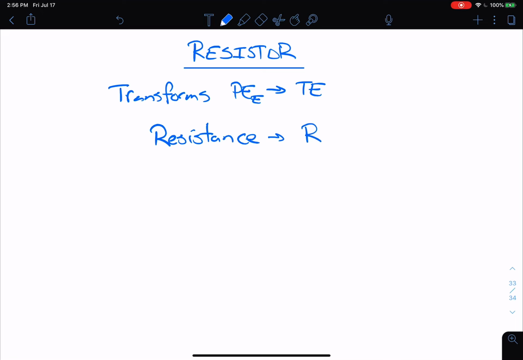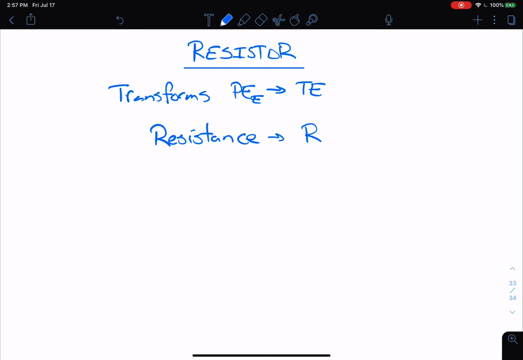And much like capacitance, resistance depends on the resistor itself. It depends on the physical properties of the resistors. Now, let me say there are two different types of resistors. There are temperature-dependent resistors and temperature-independent resistors. Right now, I'm going to talk about temperature-independent resistors. I have a separate video where I talk about temperature-dependent resistors.